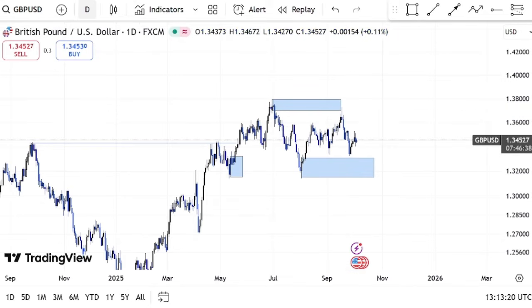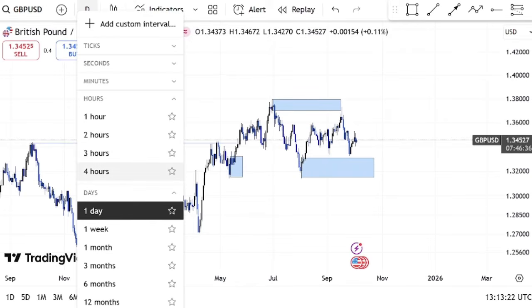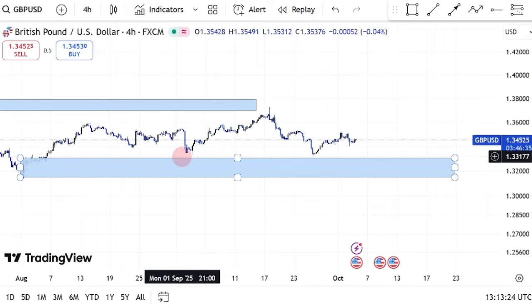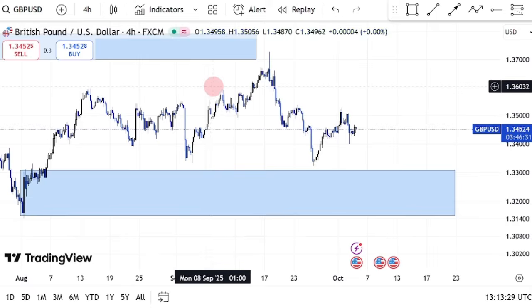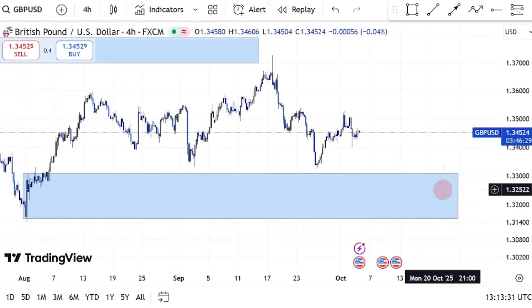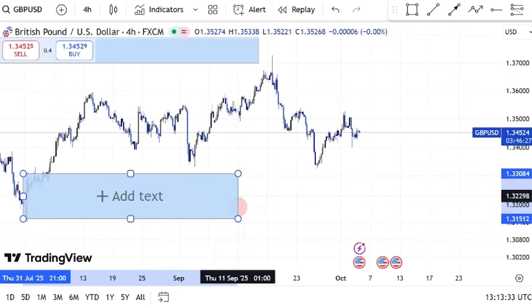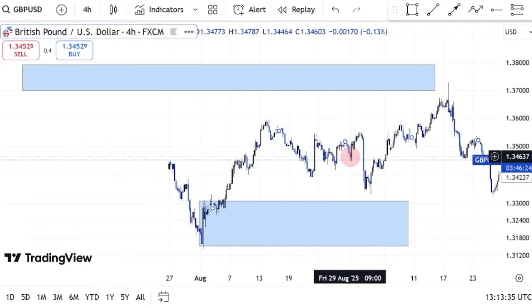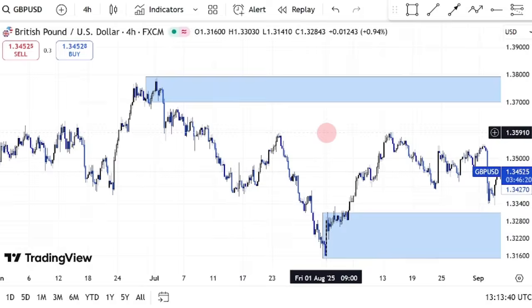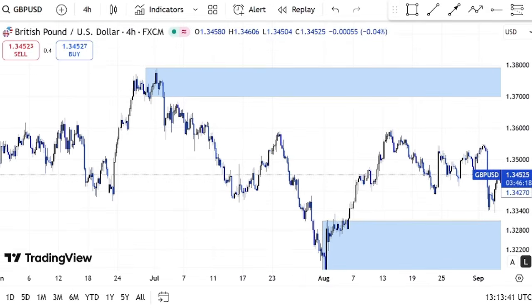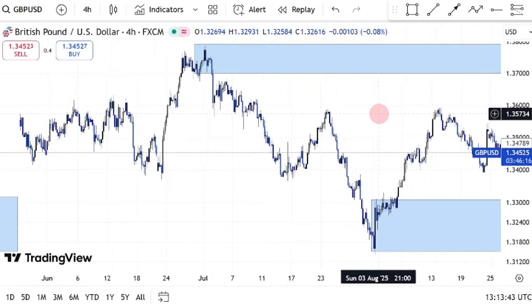So let's step down to the 4 hours, to understand what is actually happening within this range. Here on the 4 hours, you already know we've marked the daily zone. So we'll step down to the 4 hours to see what price is giving to us. Looking at this chart on the 4 hours, what can you see?